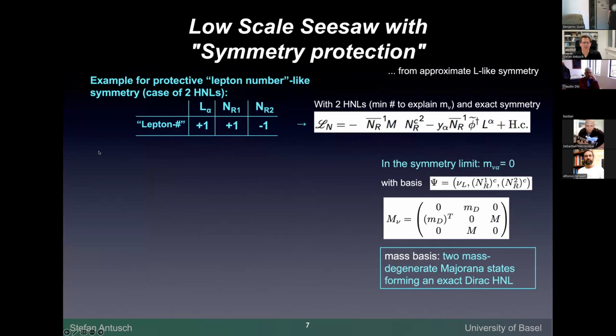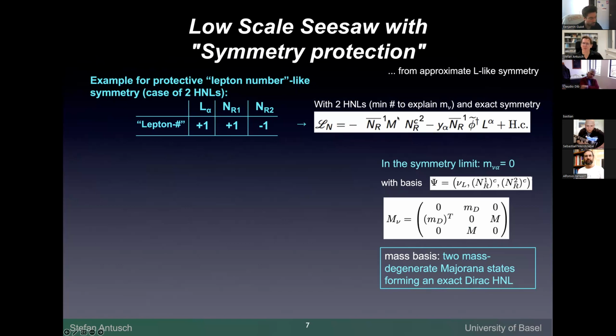All right. So let us look at this in a bit more detail. In this symmetry protected regime, you have an approximate lepton number symmetry, but let us start with an exact symmetry. That could be really just the extension of lepton number. So you could give the lepton doublets lepton number 1, the first right-handed neutrino also lepton number 1, and the second one lepton number -1. And then you write down all the allowed terms in the Lagrangian, so these extra terms with the heavy neutral leptons. And then you arrive at these two terms that are shown on the right.